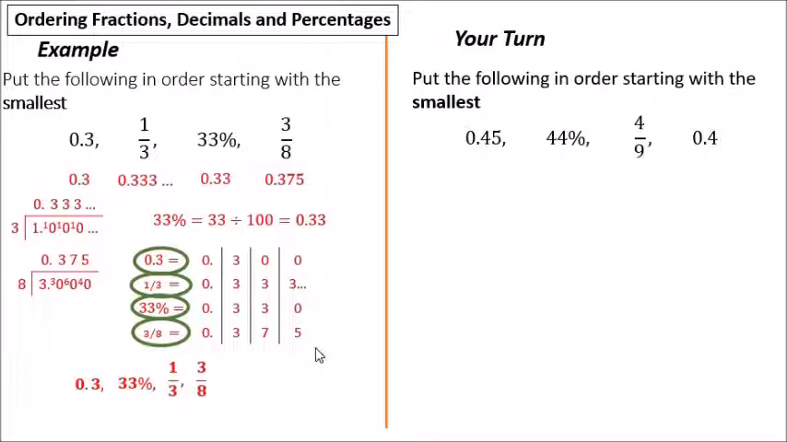Okay, your turn. Copy that down, make sure you understand where it all comes from, make any notes that you need to, then have a go at putting these 4 in order, starting with the smallest. Have a go.